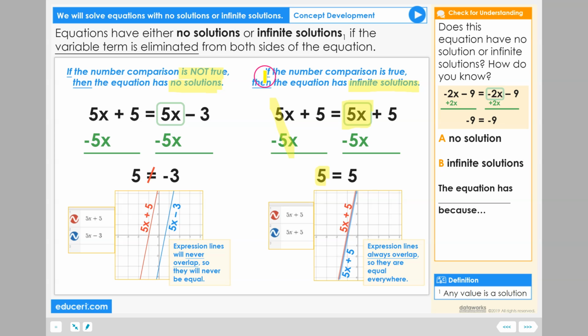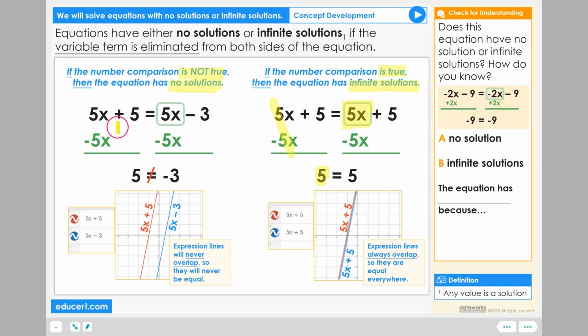For the other situation, let's read. If the number comparison is true, then the equation has infinite solutions. Here, we were left with the number comparison 5 equals 5, and that is true, so that means that this equation has infinite solutions, and in this particular case, that means we could put any number in for the variable, and this equation will be completely true all the time.